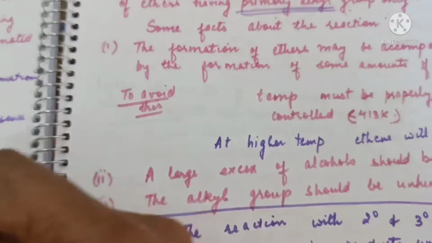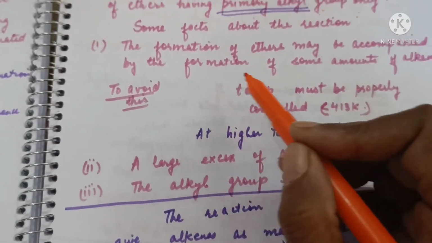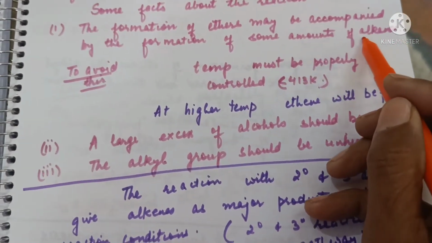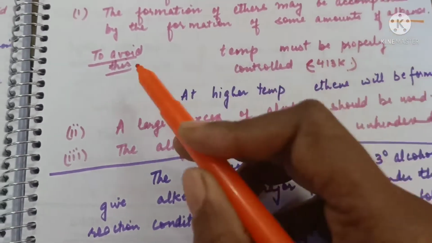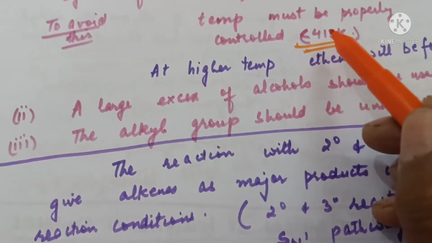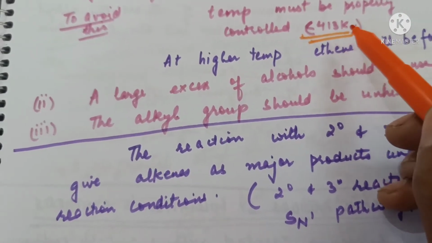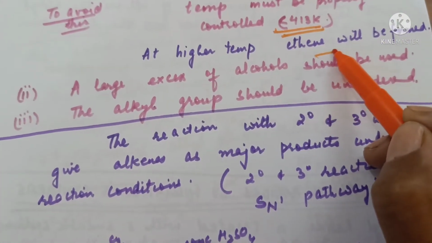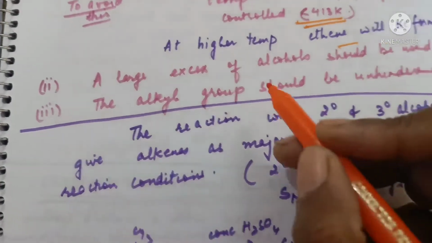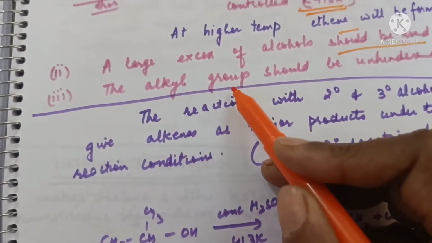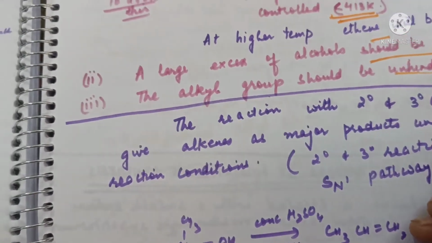So some facts about this dehydration of alcohols: formation of ethers may be accompanied by formation of some amount of alkenes. To avoid this, temperature must be properly controlled. Lower temperature will favor the formation of ethers. At higher temperature, alkene may also be formed. A large excess of alcohols should be used to form ether, and the alkyl group should be unhindered.